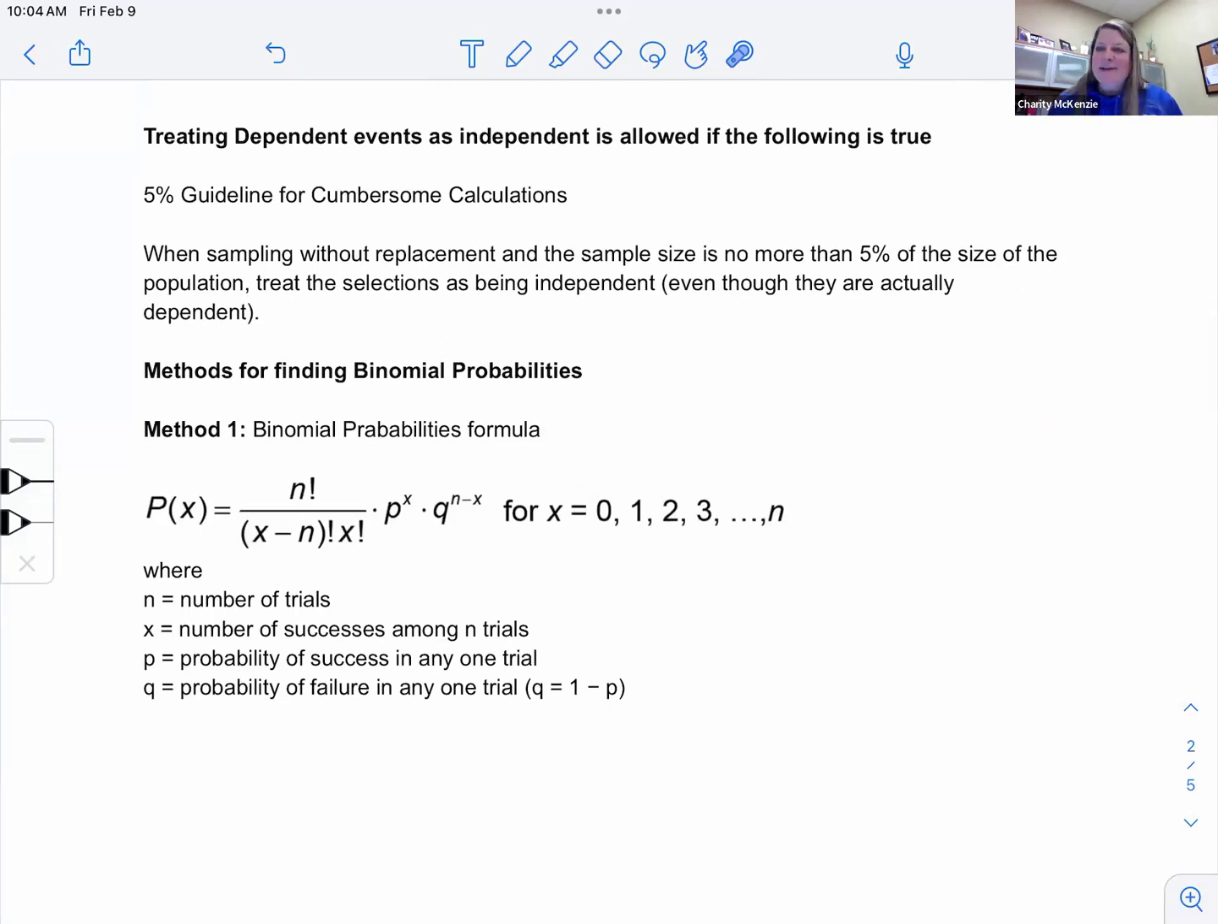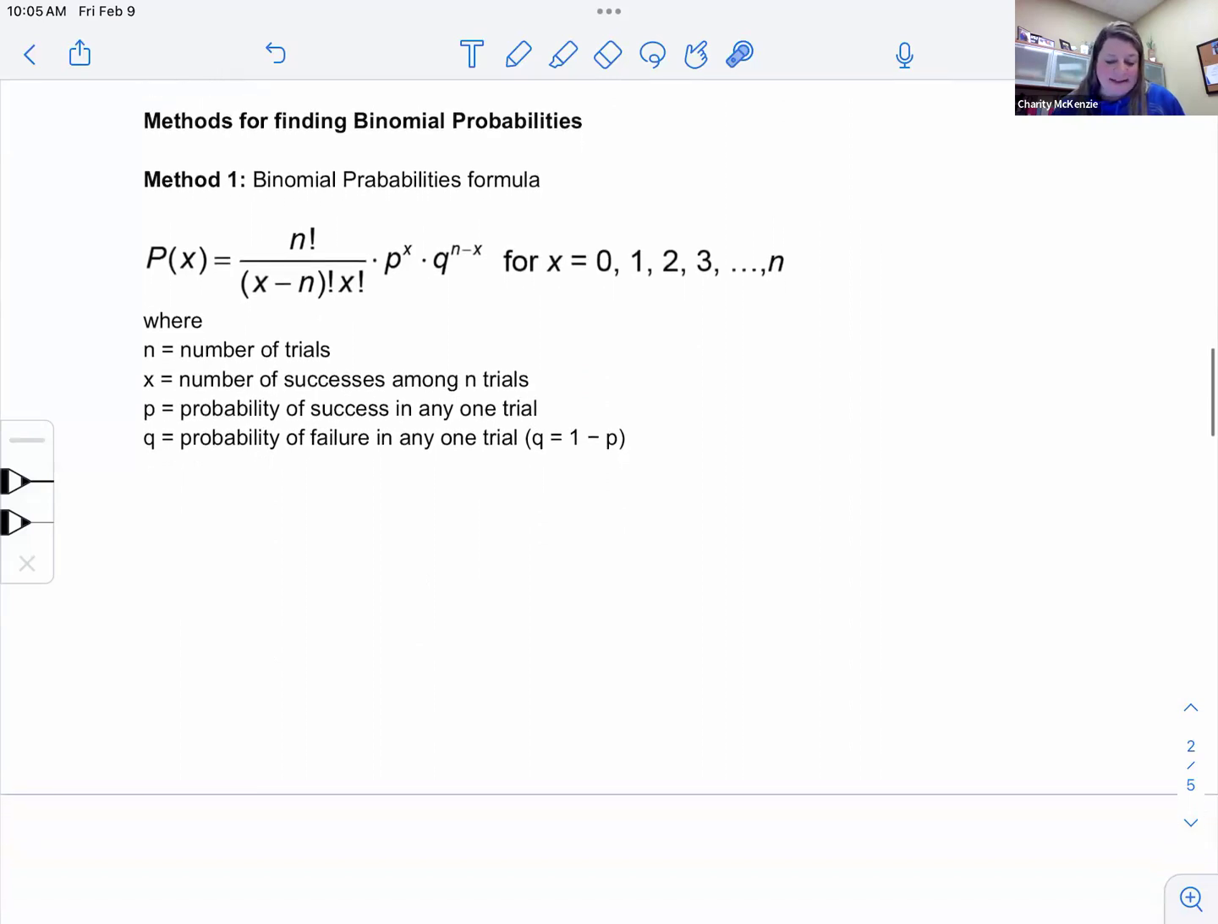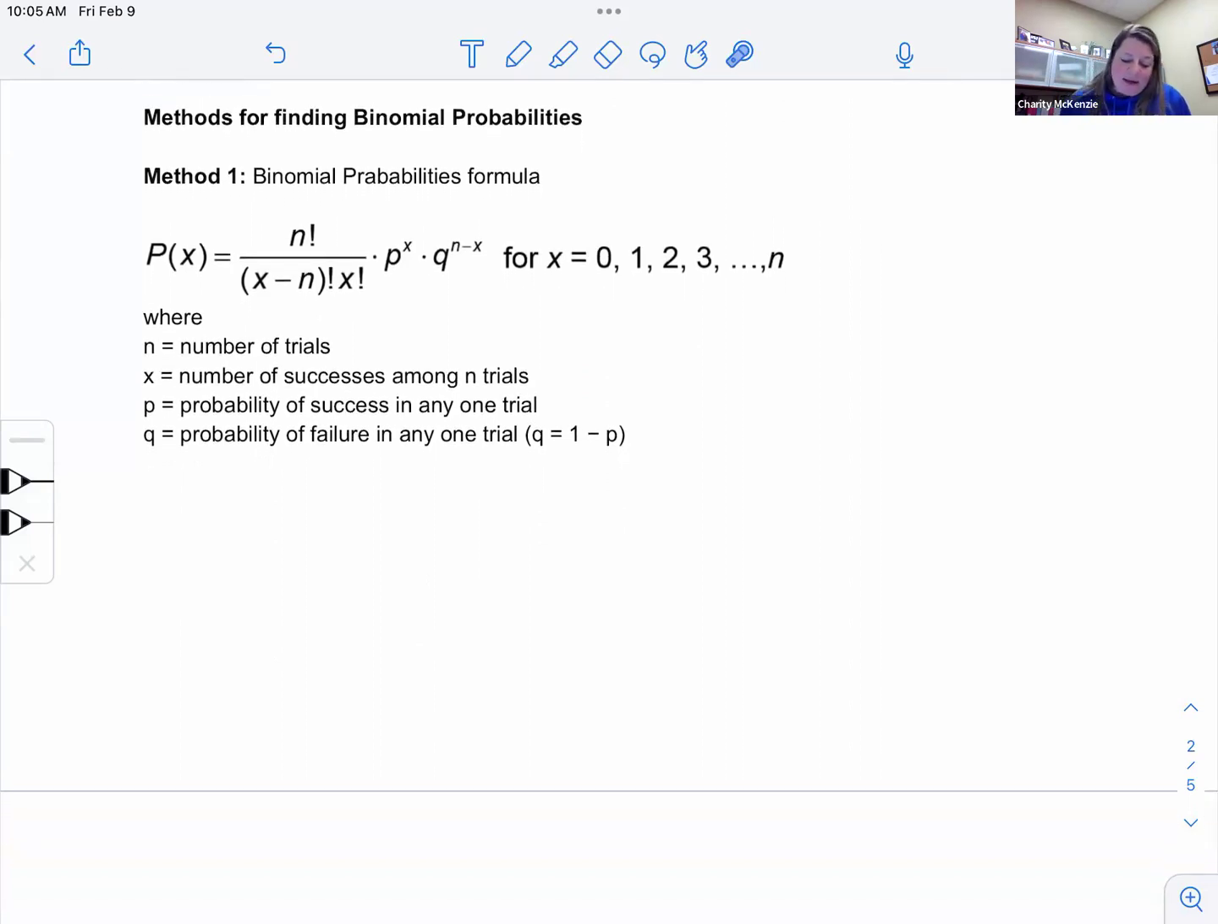We have some of these in normal too. It's like, oh, this calculation's so terrible. Let's just pretend that it's a binomial and we will use this. It's close enough. That's the idea there. Okay, with that known, let's go into what calculations we can actually do to find probabilities of a binomial. So here's method number 1.